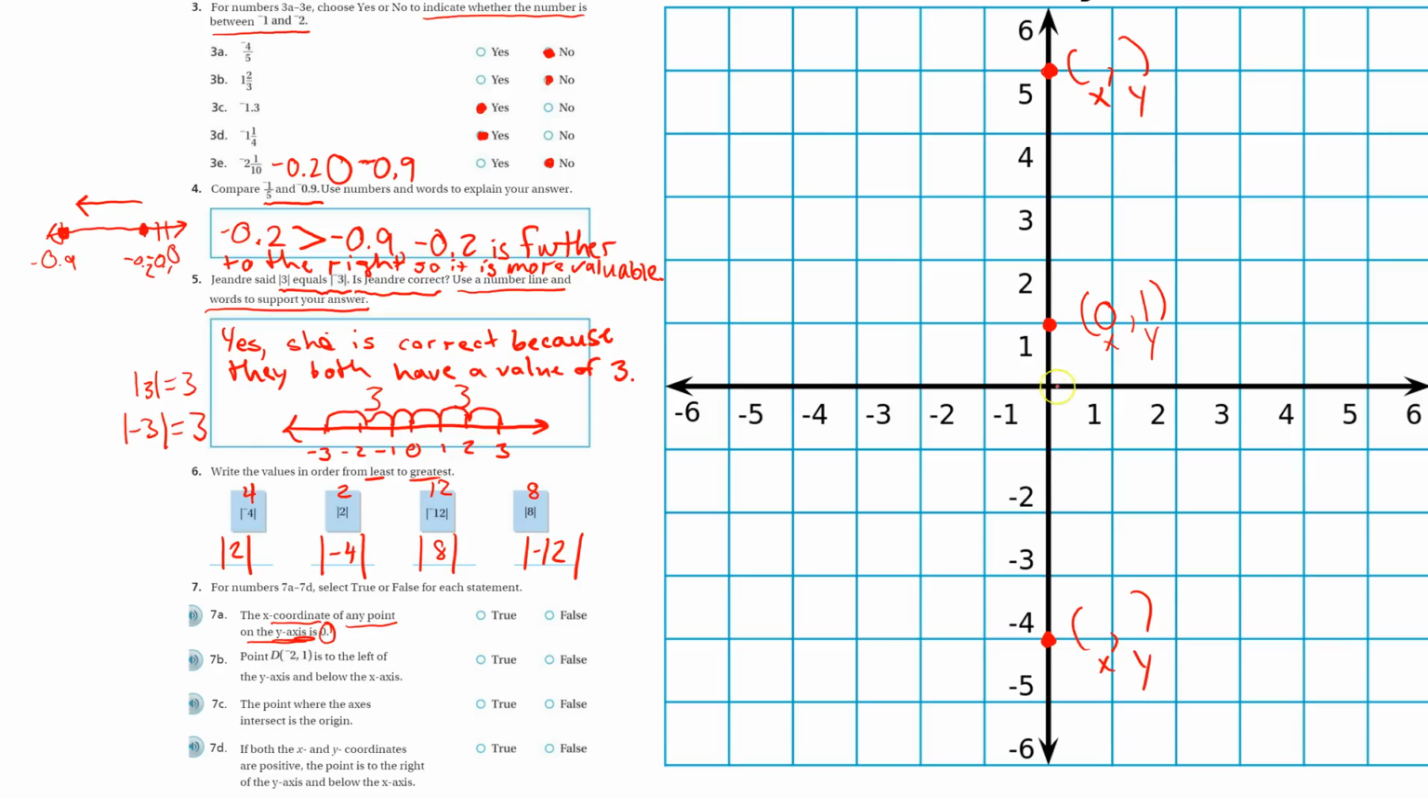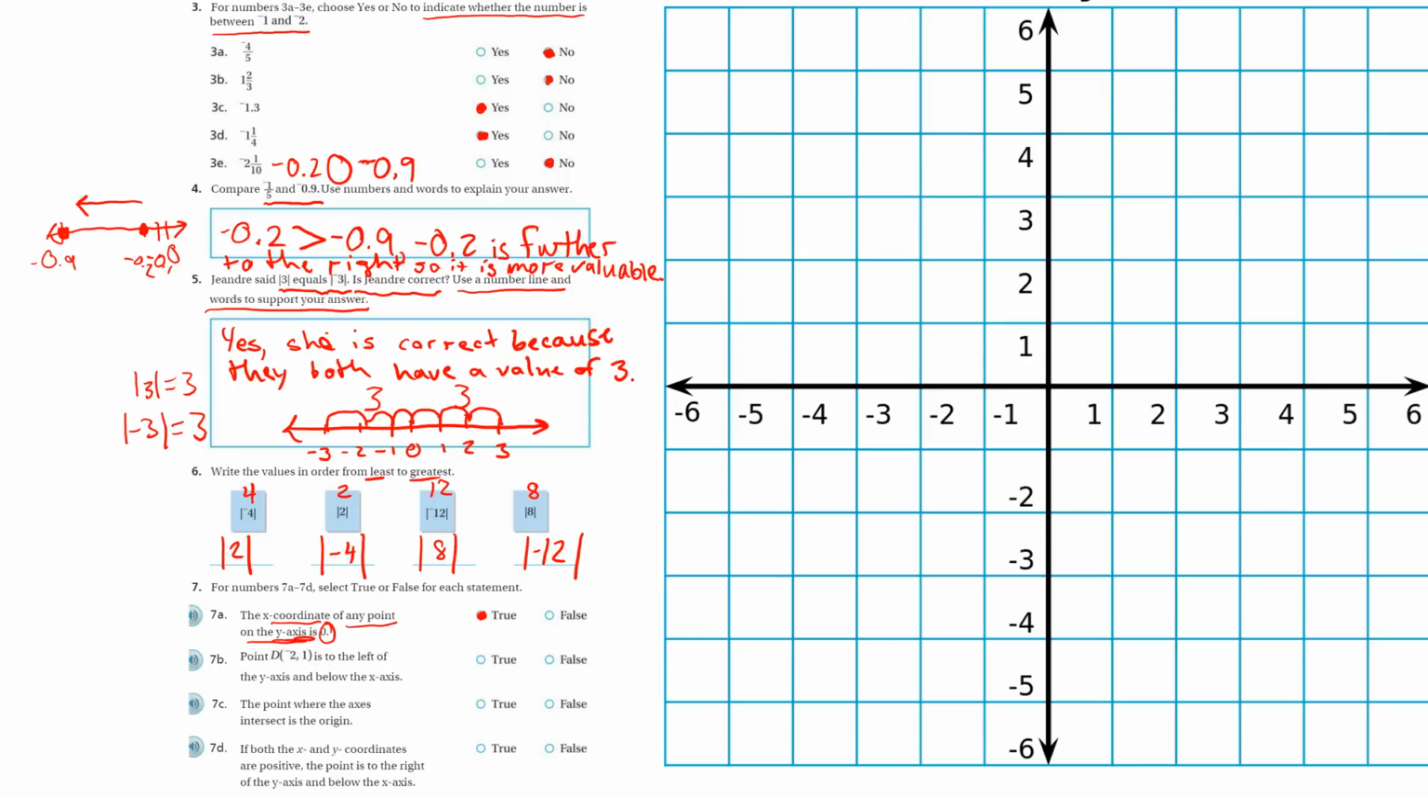This point would be 0 and -4. And this point, I go right or left. I don't go right or left at all. I just go straight up. So it's 0, 5. So yeah, every point that is on the y-axis is going to have an x coordinate of 0, so that is true. So what does that also tell us? Any point on the x-axis is going to have a y value of 0.